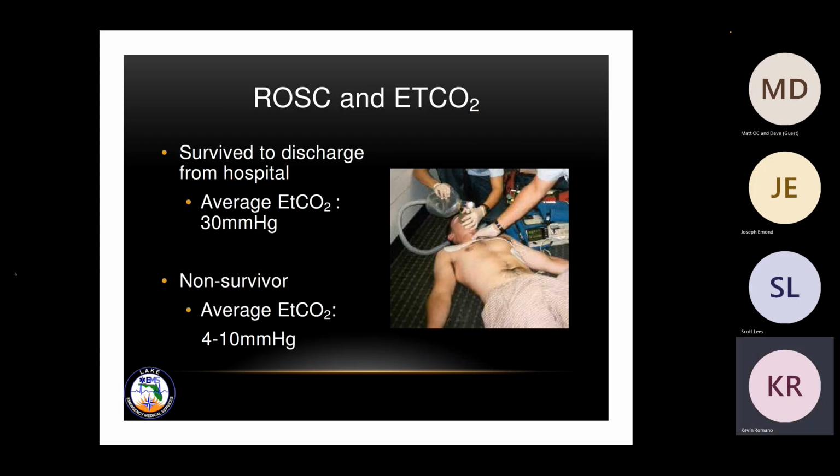So ROSC and end tidal. Survivors to discharge from hospital had an average end tidal of 30. Non-survivors had an average end tidal of between 4 to 10.